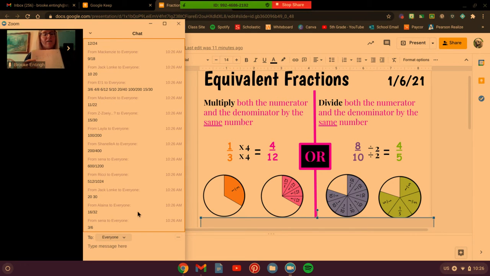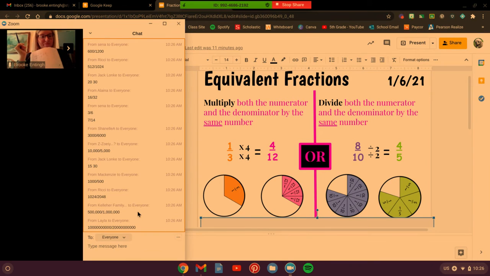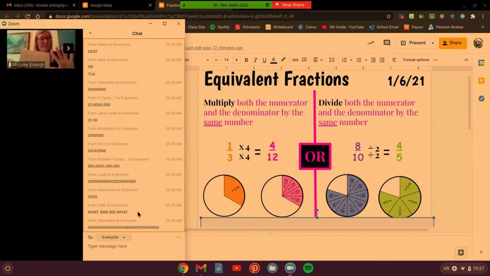So Jack Lonkey, think about, is 20 half of 30? Not quite. What would be half of 30 to put as your numerator? Yeah, it'd be 15 over 30. Nice job, Jack L. Awesome, you guys. Yep, Layla, that works, I believe. I think so. Nice. And then Mackenzie, 25 over 50. Nice job. And Emmy, I think you meant to put 300 over 600, not 3,000 over 600. Awesome. Okay, 5th grade, you can stop.